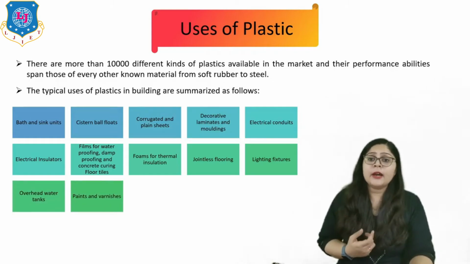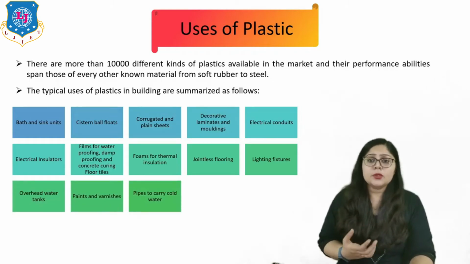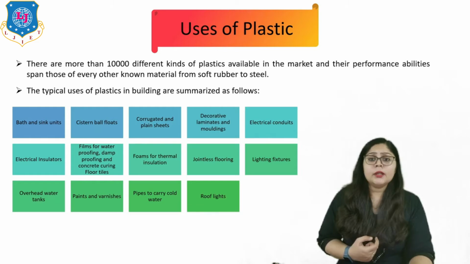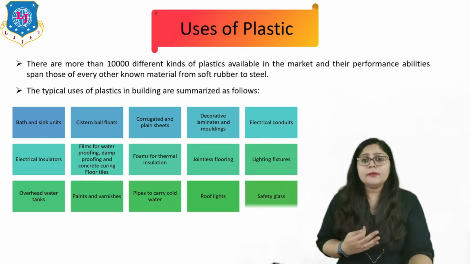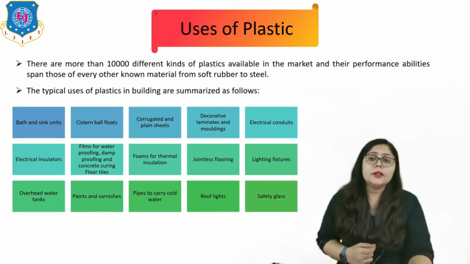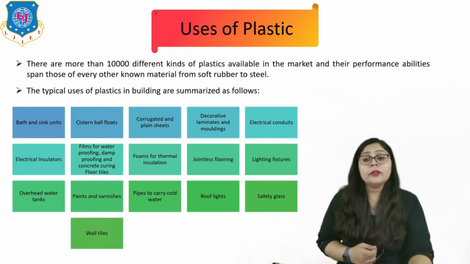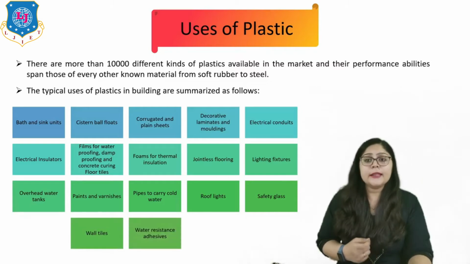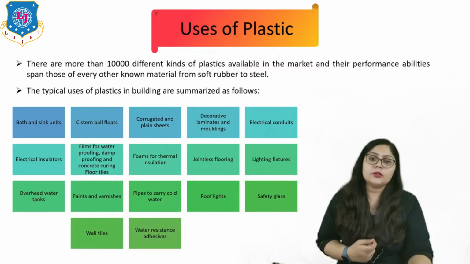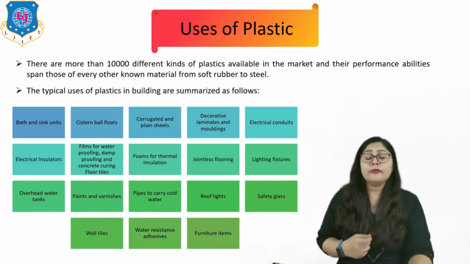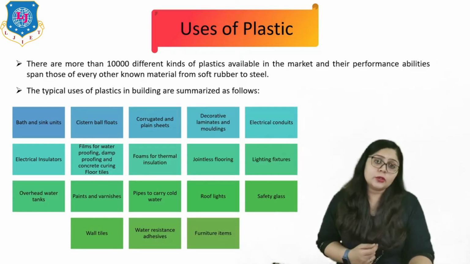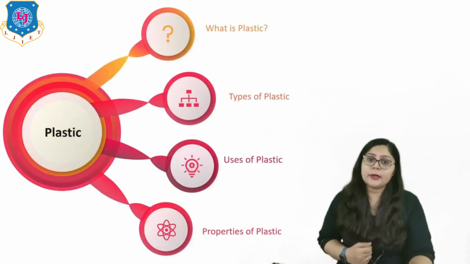Even paints and varnishes and pipes to carry cold water. Even we can say roof lighting. Even safety glasses. These all are examples. We can say wall tiles and water resistant adhesives are also there. And lastly, different furniture items are also there. So these all are the uses of plastic, right?